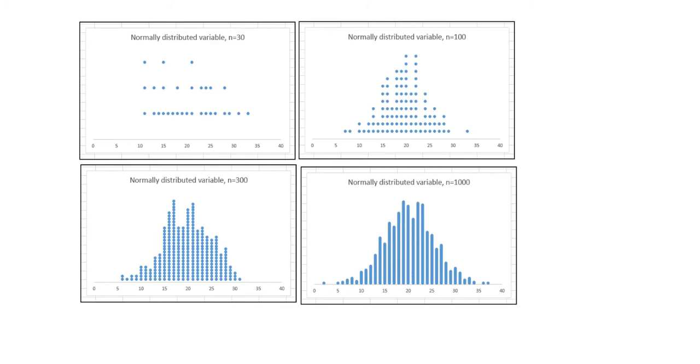So what you see here is that as the sample size increases, it starts looking more and more normal, more and more like what we would expect it to look like. But there is always a degree of variation. We have to be careful to not look at that variation and say, oh, therefore it's not normal.